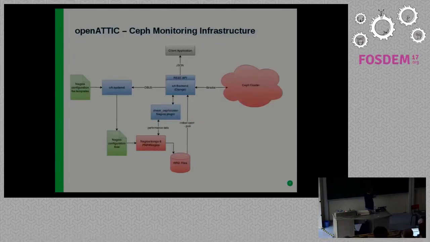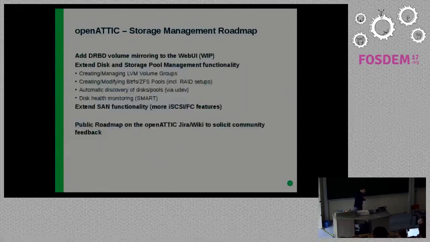This is how it looks like for Ceph. It's a bit more complicated here. Since we are using the Django application to talk to the Ceph cluster, we have a Nagios plugin that sends its check queries through the Django application. But then again, it writes the data to RRD. We use the JSON export for the visualization.